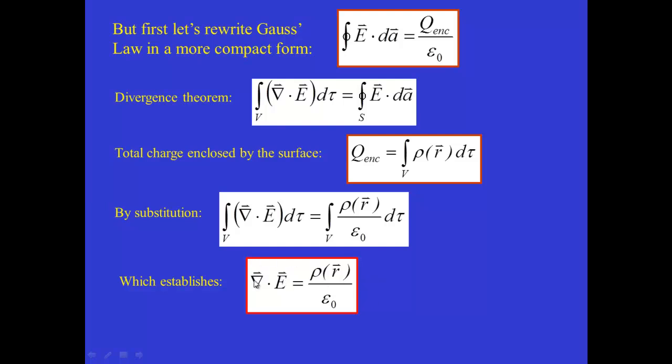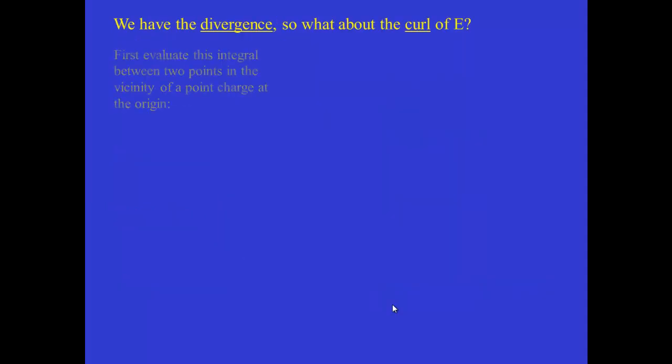So this is the divergence of E written most generally. It's got the same physics and the same content as Gauss's law written in the integral form, but we call this the differential form, and it's often useful especially when we're summarizing the properties of electrostatic fields. Well, now we have the divergence. So what about the curl of E? What other kinds of properties does this electrostatic field have?